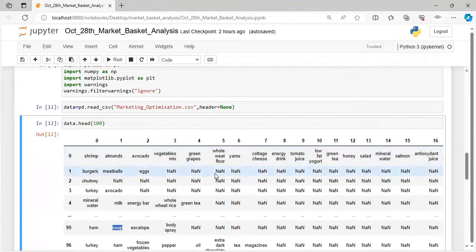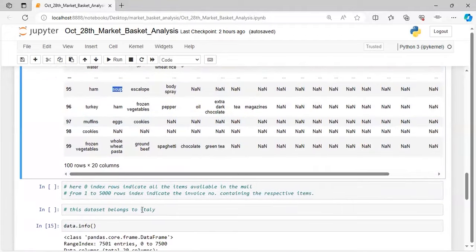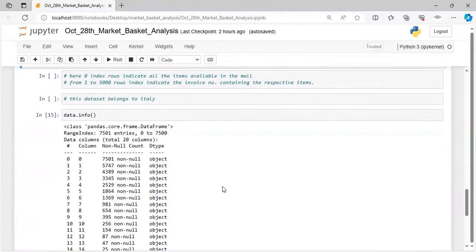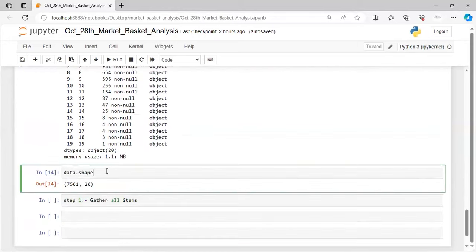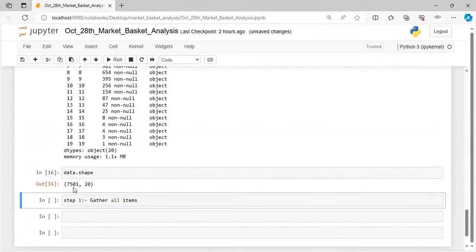Yes, no problem. Let's see when we work on the data, then it will be more clear. Let's work on it and see whatever things we are able to do. Then it will be more clear. So data.shape now, it will be 7501 observations.